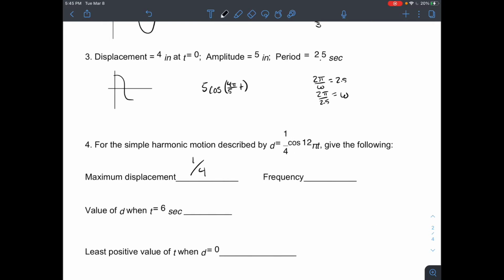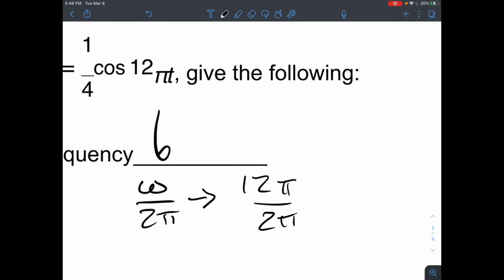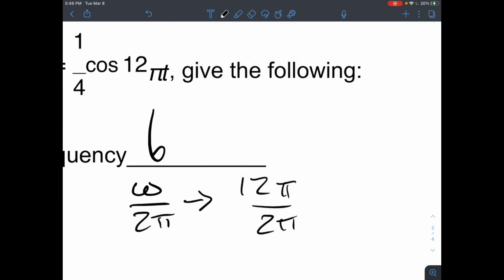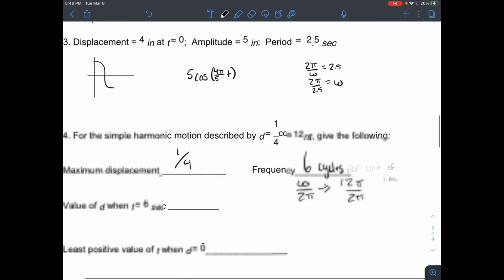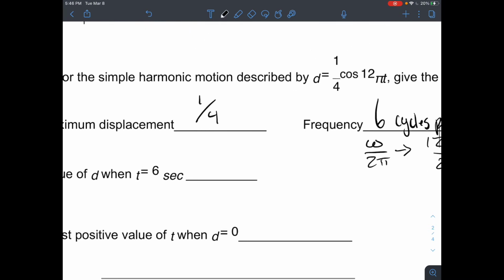Our frequency, instead of doing 2 pi over omega, we have omega over 2 pi, where our omega is 12 pi over 2 pi. So our frequency is 6, and it doesn't give us a time, so it's just cycles per unit of time. Value in time is equal to 6.